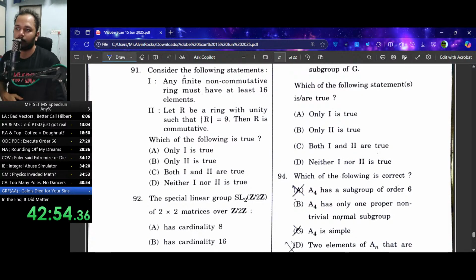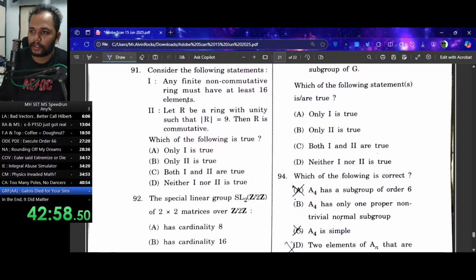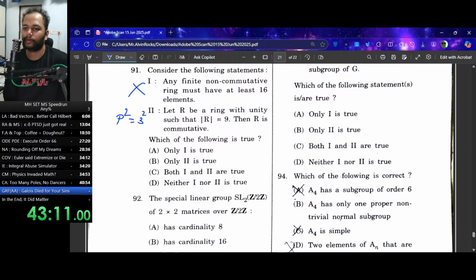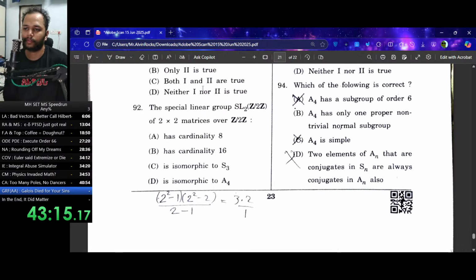Any finite non-commutative ring must have 16 elements. One is no, not necessarily. This is of order p squared, which is 3 squared. So yes, such a ring can be commutative.